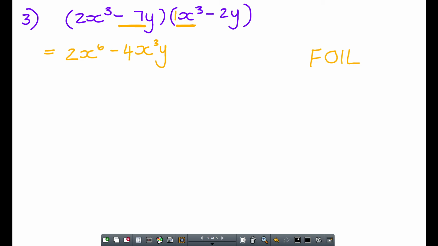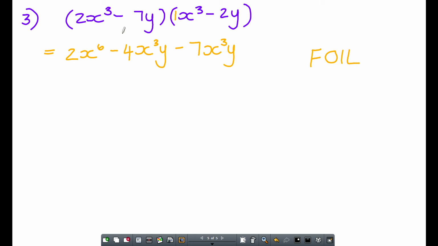Okay. So minus 7 times 1 is going to give me minus 7. And then y times x to the power 3. Yes, you're correct, but we want it in alphabetical order. Not just x to the power 3, y. Good. Okay. Now, the last one is the L, which is for last term of each bracket.